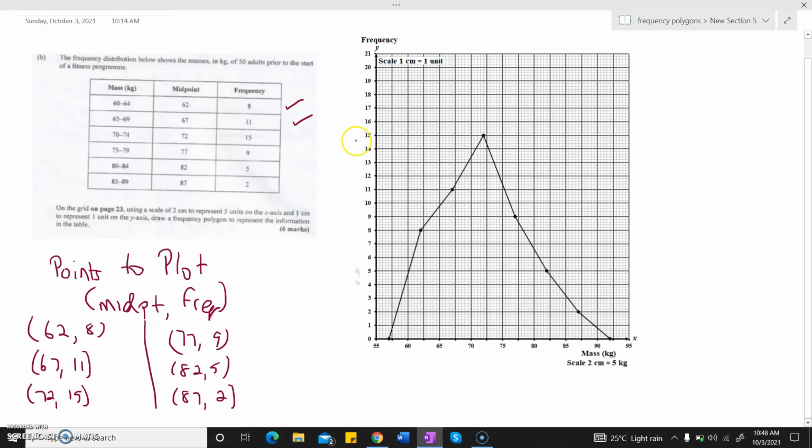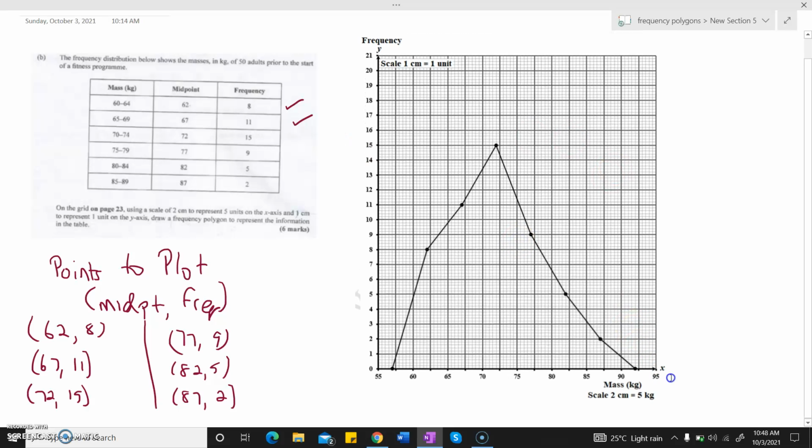Now, again, the graph is here. This graph is not my graph. I got this from FastPass Maths. Very useful site. I would have told you all about it many times.